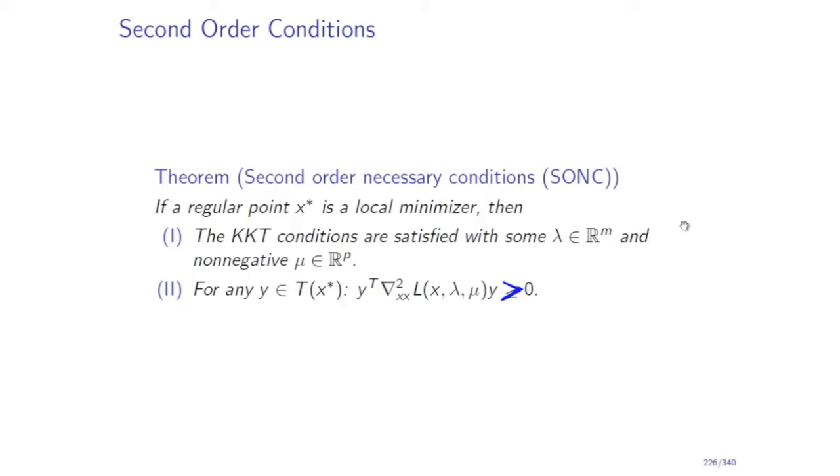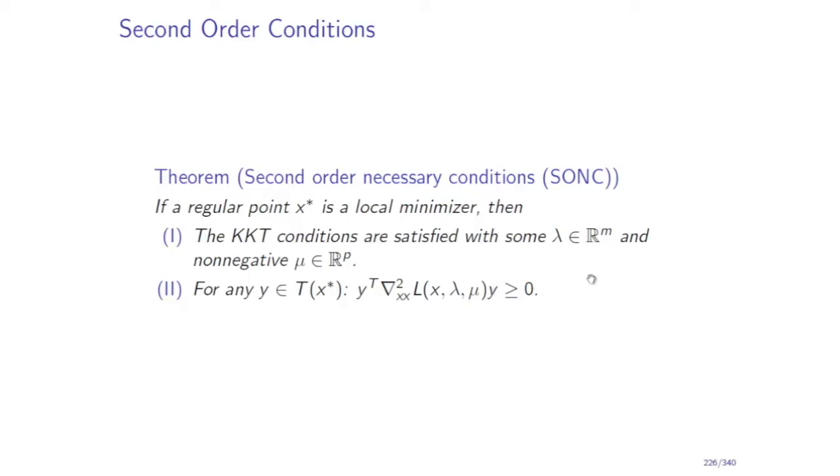So we need to actually require this inequality over a wider set than T of x star, okay? We need a stronger condition, so just requiring positive definiteness over T of x star is not sufficient. But if we expand this space T of x star and require that this inequality holds over that wider set, then we will obtain the second order sufficient condition for this case.